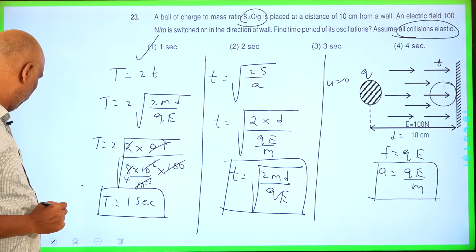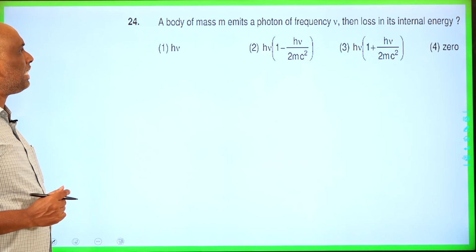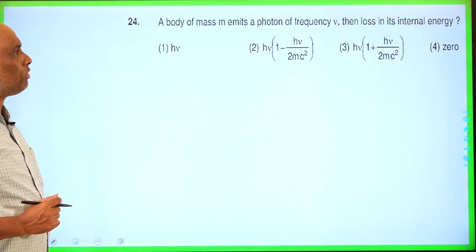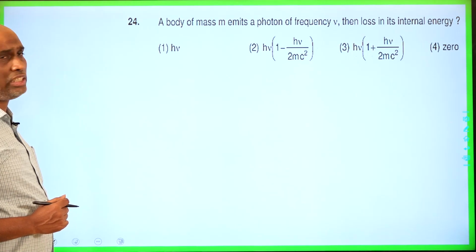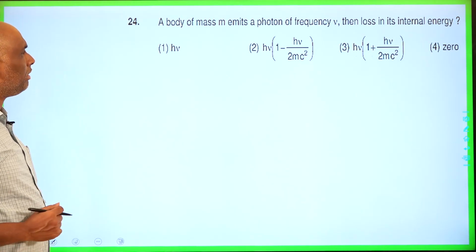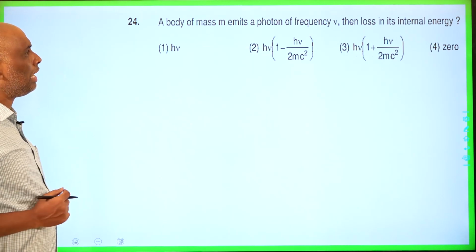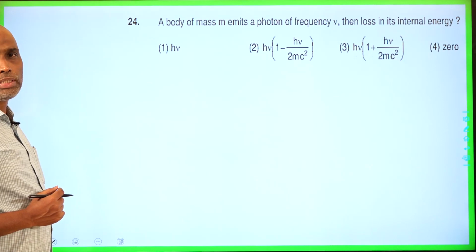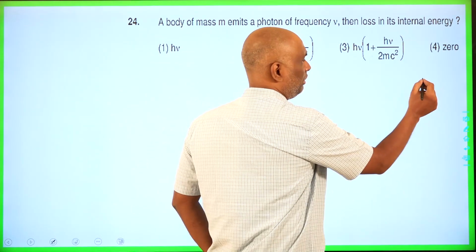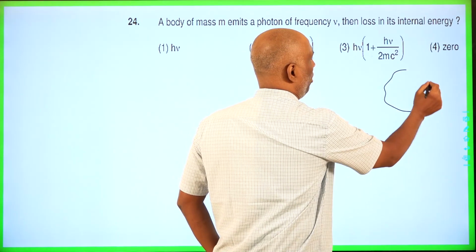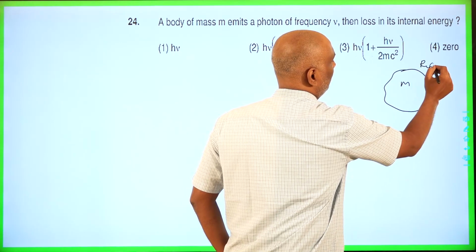Question number 24. A body of mass m emits a photon of frequency nu, then the loss in internal energy is ___. So here they have given that there is a particle of mass m and it is emitting a photon of frequency nu. They are asking what is the loss in the internal energy. So here let us imagine that initially a body is at rest. This is a body of mass m, initially it is at rest.